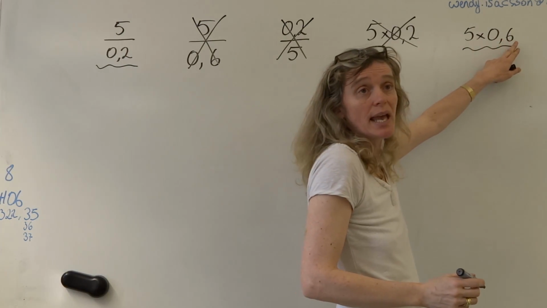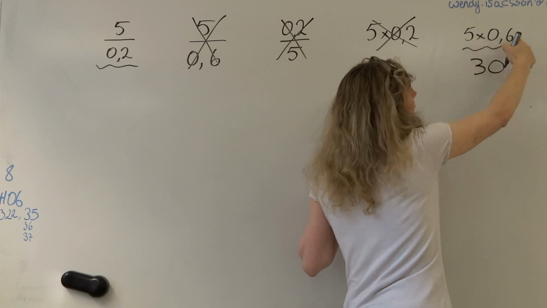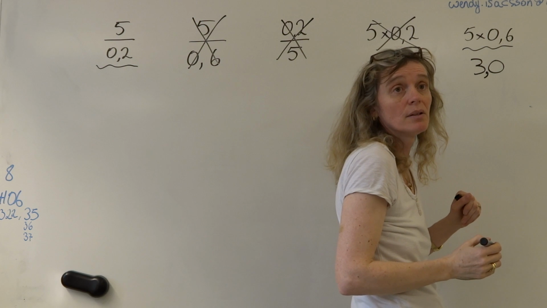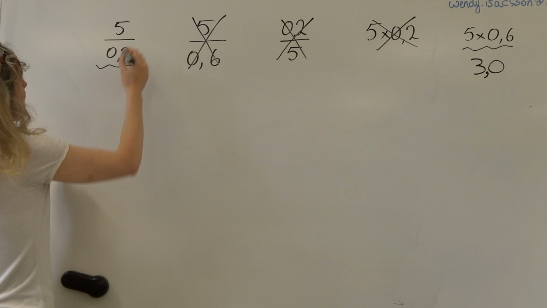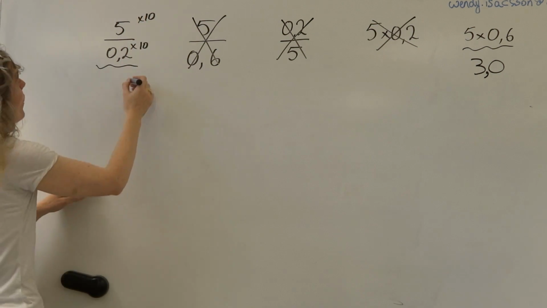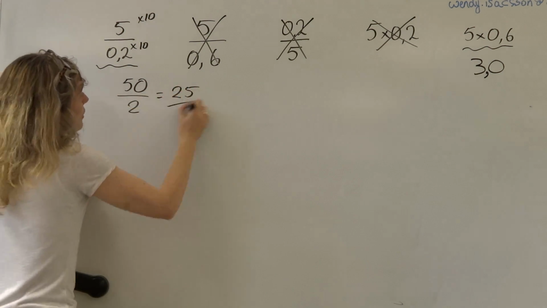5 times 0.6. Well, 5 sixes are 30. So 5 times 0.6 would give us 3.0 as our answer. 5 divided by 0.2, we're not allowed to divide with a decimal on the bottom. Multiply top and bottom by 10. We'd get 50 divided by 2, which is going to be 25.